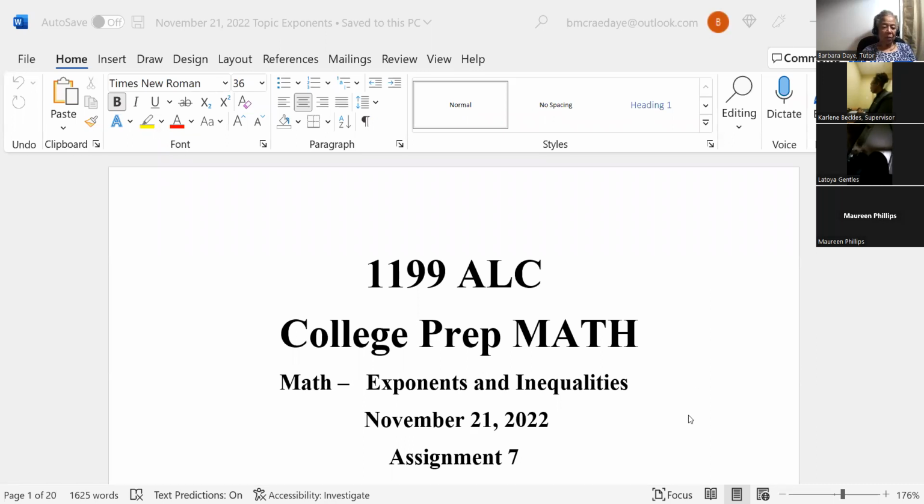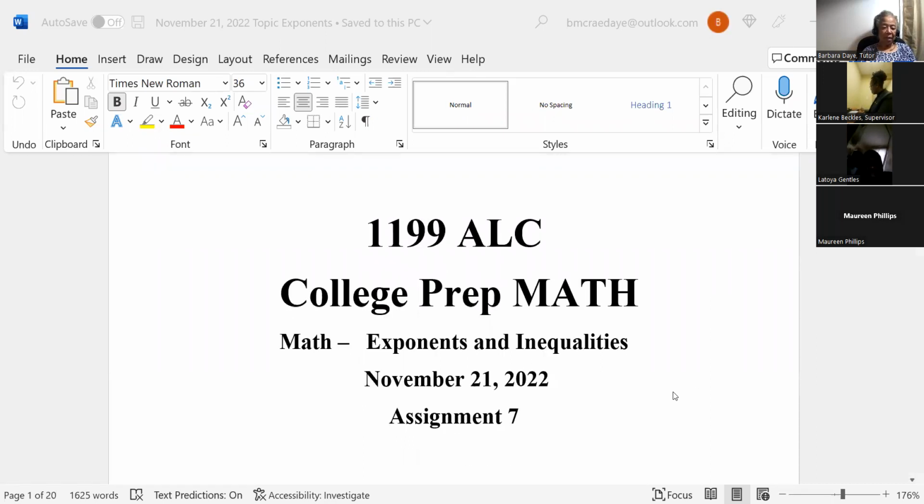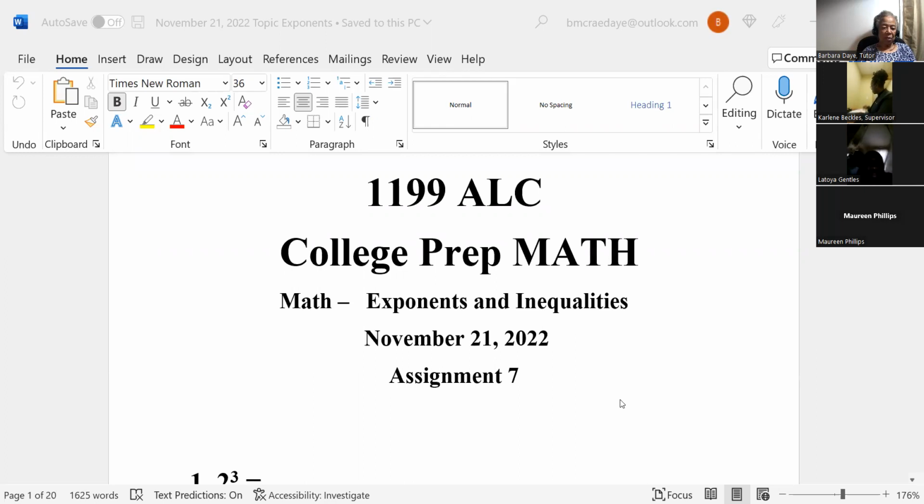Okay, here's what we'll be doing today. We'll be going over our assignment, and then we will continue with the exponents and hopefully get to some inequalities. All right, let's look at the first one.